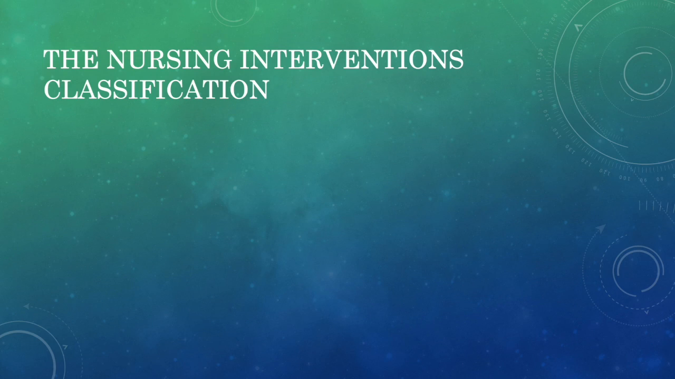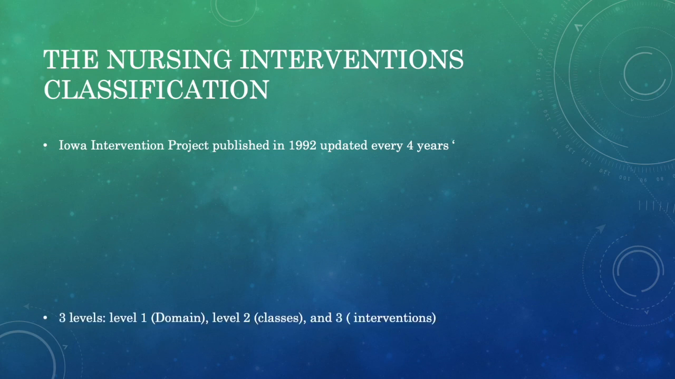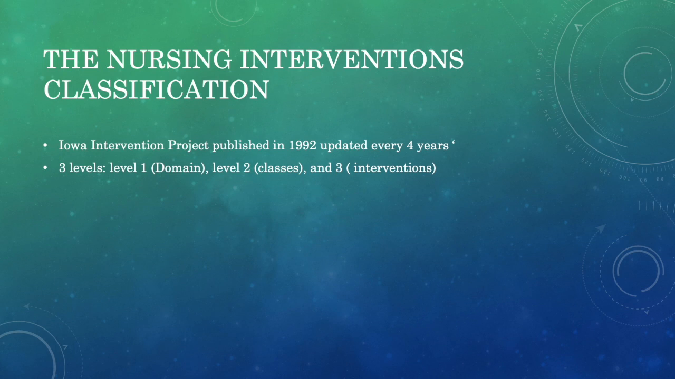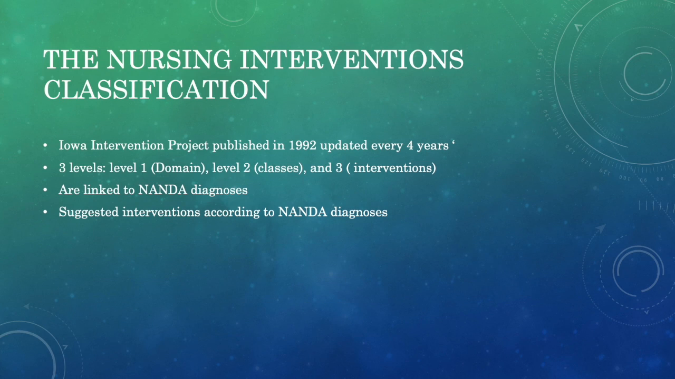The Nursing Interventions Classification was developed by the Iowa Intervention Project and published in 1992. It is updated every 4 years. It has 3 levels. Level 1 are domains, Level 2 are classes, and Level 3 are interventions. They are linked to NANDA diagnoses, and they are just suggested interventions according to NANDA diagnosis.